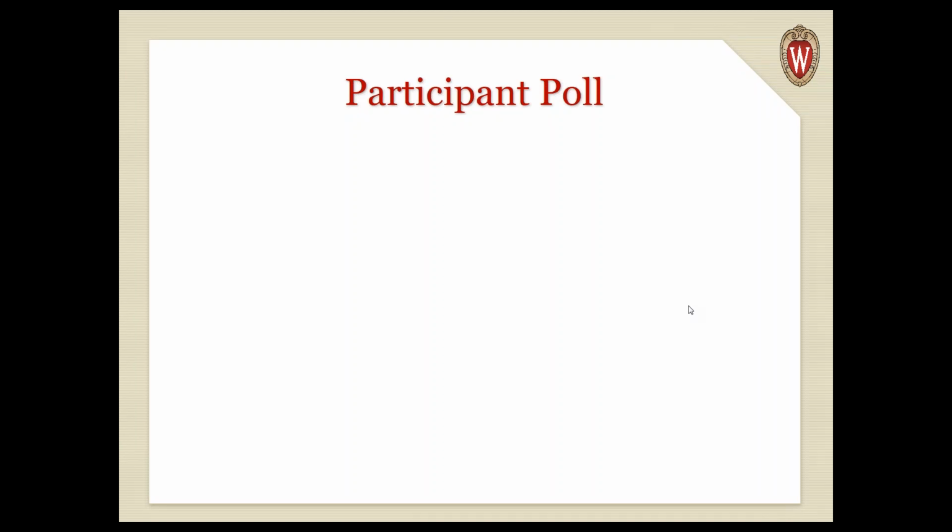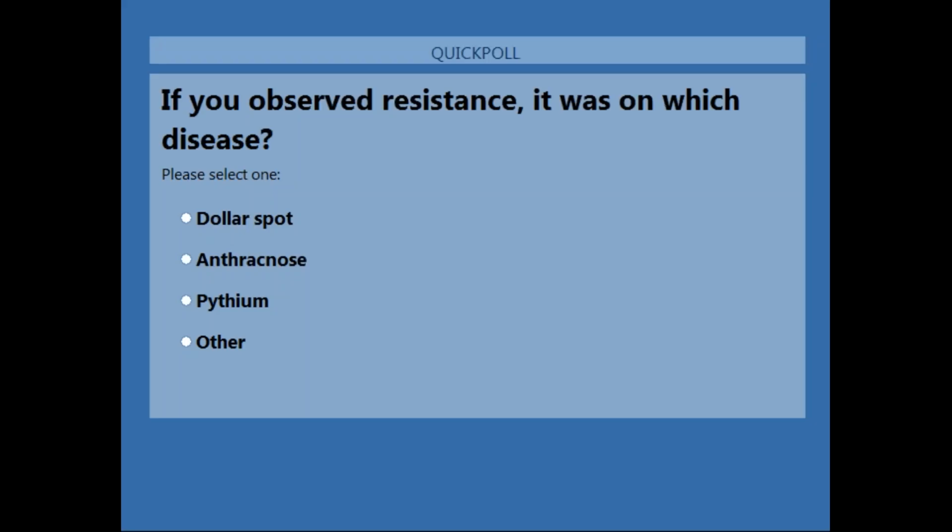All right, so we have another participant poll then. If you have observed resistance, what disease have you observed resistance on? I think the major resistant organisms that we typically see in turf are dollar spot, anthracnose, and pythium, but there can be others, depending on where you're located in the country.